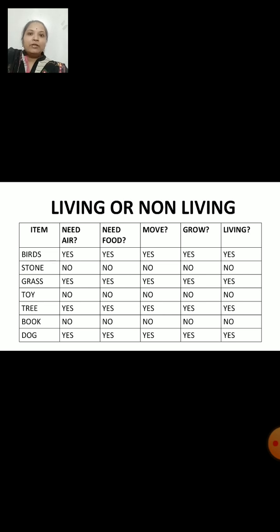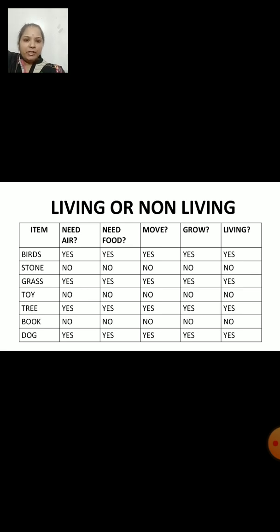Now, what about a toy? Does it need air? No. Does it need food? Do you give your food to your toy or share your food with your toy? Of course not. Does it move? It does not move till you or somebody keeps it from one place to another. Does it grow? No. So, it is a non-living thing.